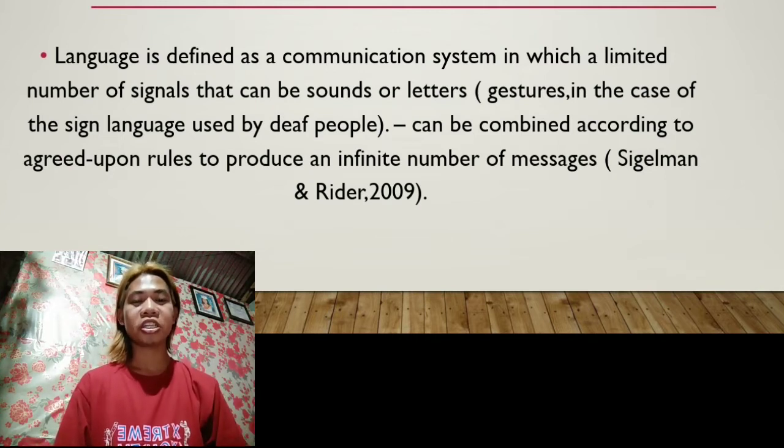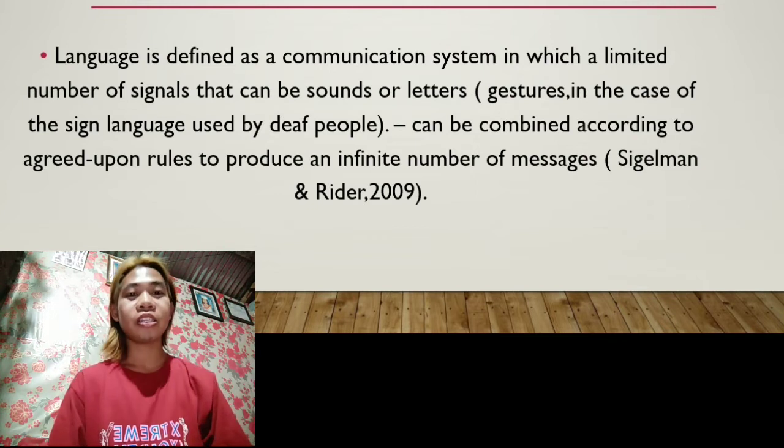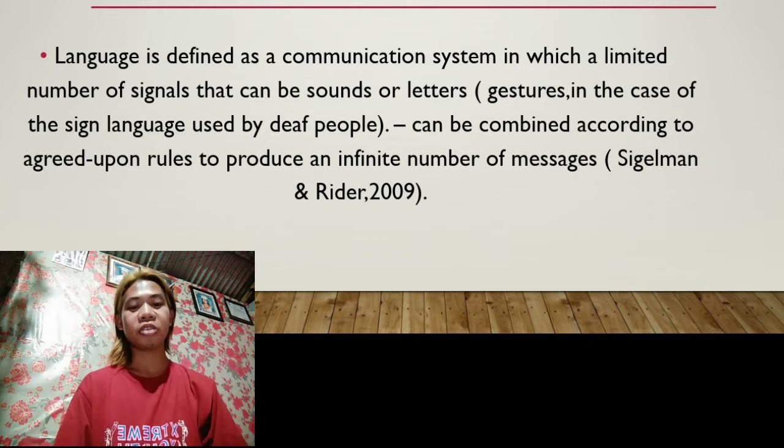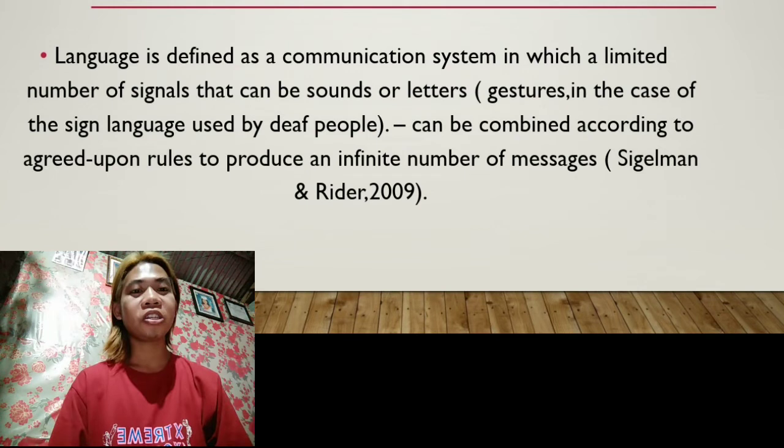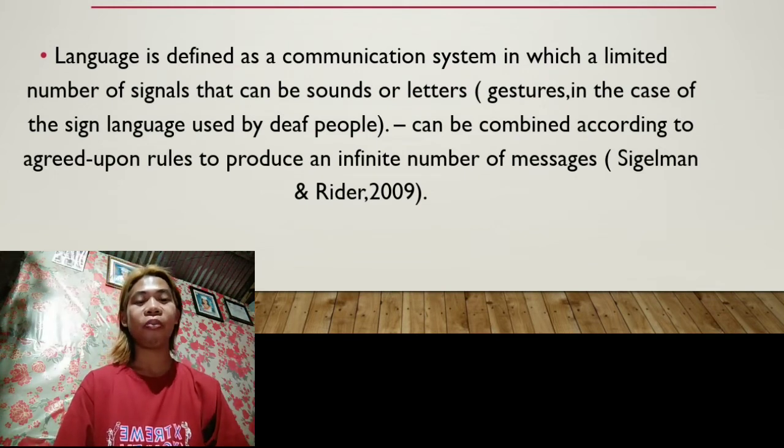According to my research, language is a system of communication which consists of a set of sounds and written symbols which are used by the people of a particular country or region. Language in our life is very important.